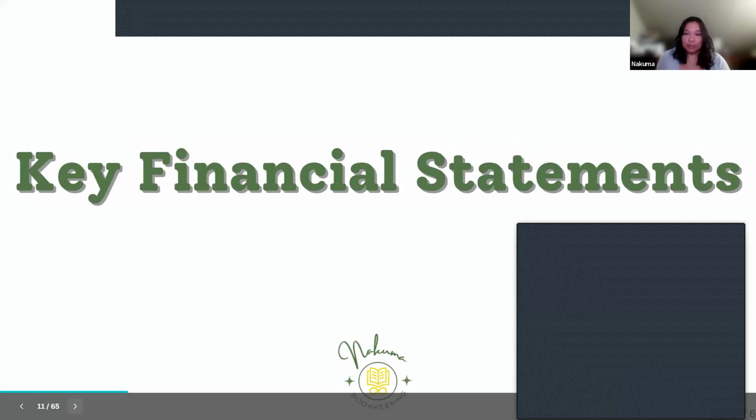One of the main things that bookkeeping does is give you key financial statements, and these statements can help you see how the business is doing.